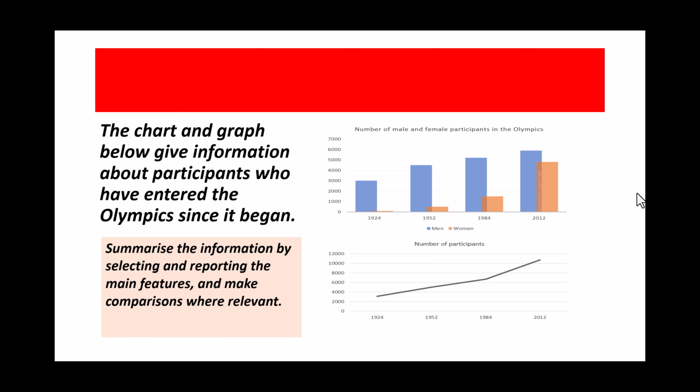And summarize the information by selecting and reporting the main features and make comparisons where relevant. As you can see, you've been asked to summarize the information, and it's very important to find out the most important features and, if possible, make comparisons. This last one that I put in the box is a set instruction that can normally be found in all IELTS writing task 1 academic.